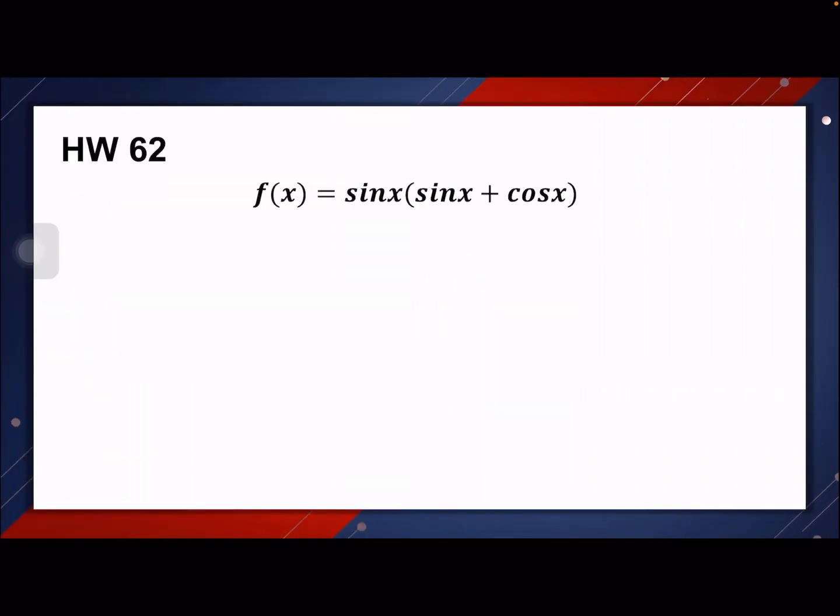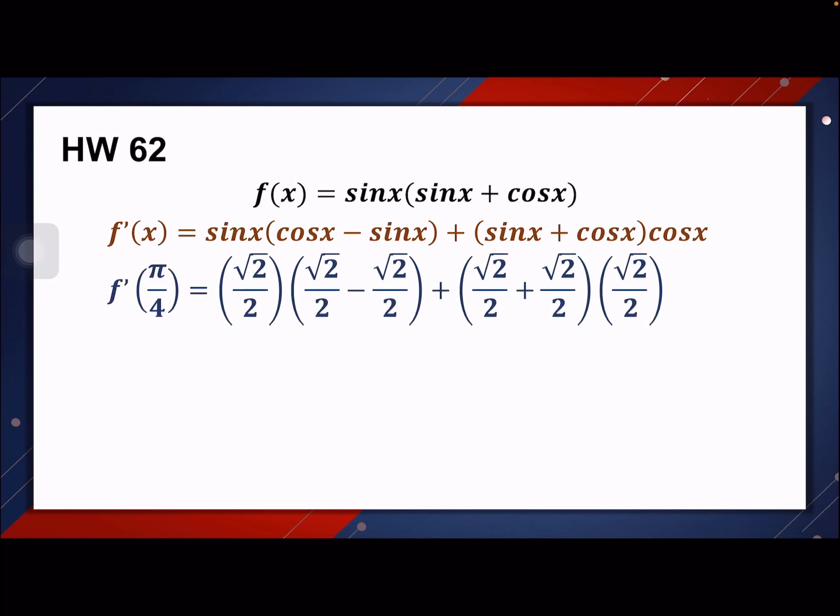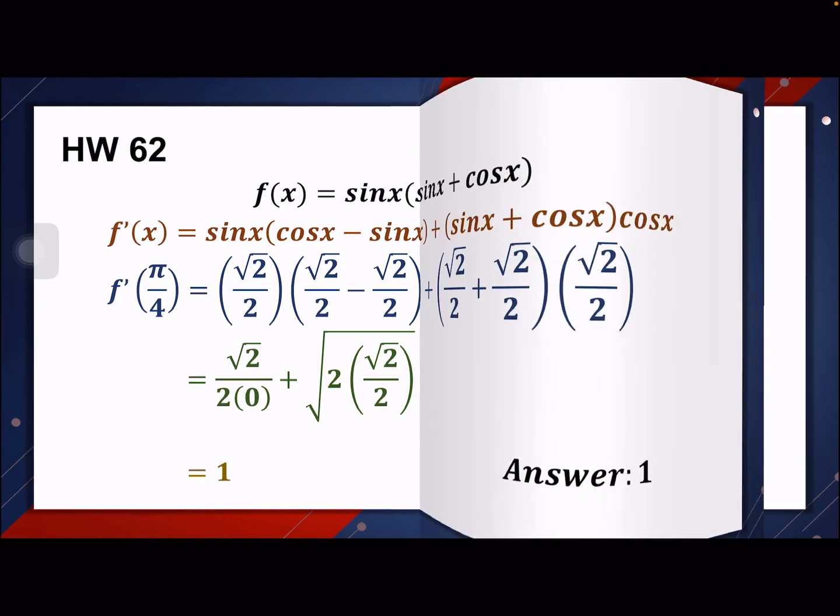Number 62. We could apply the chain rule here. And the question asks for the value at point pi over 4. So just substitute the x into the function, and then we can get the answer of 1. So the answer is 1.